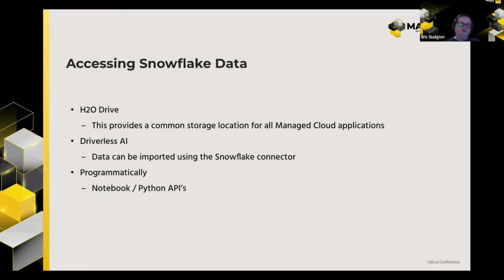Now, we're going to talk a little bit about how we access the Snowflake data here. When we actually go to start training, the first thing that we will do is start with pulling data into Driverless AI to train. And there's a couple of different ways that we'll do that. We'll look at using this from H2O Drive, and that's a common storage location that we have inside of Managed Cloud. It allows us to take data from Snowflake, put it into a location that can then be used by our AutoML engines. We're going to look at Driverless in particular today.